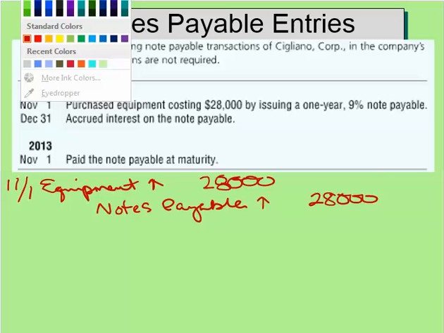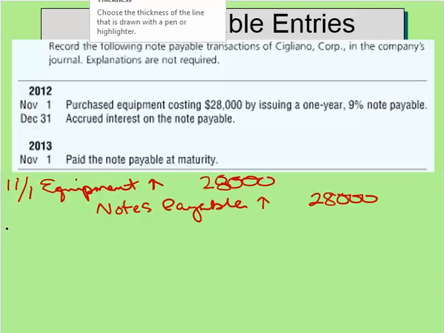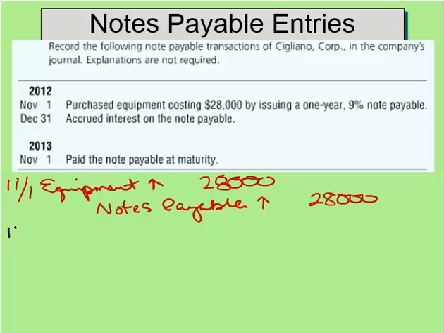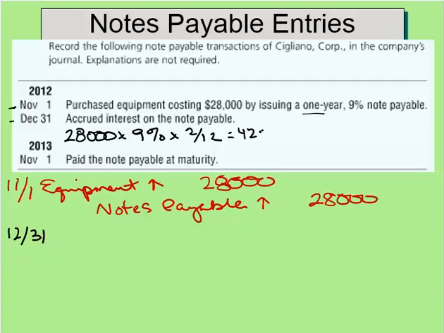Okay, so let's go ahead, and then on December 31st, we need to accrue the interest. Well, let's look at what that interest calculation would look like. It's $28,000 times 9% times 2/12. The reason it's 2/12 is we have the month of November and the month of December. That's 2 months out of a 1-year note. That equals $420, I believe.